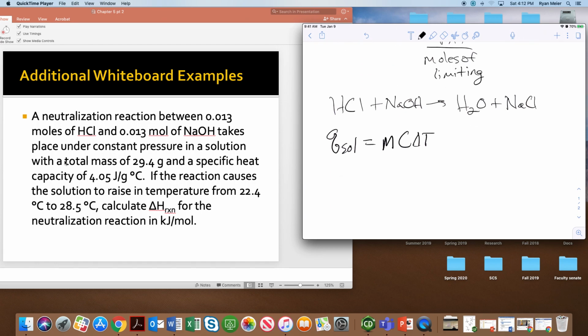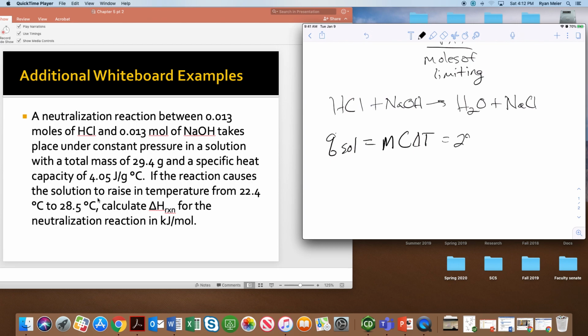And I'll try to clean up my handwriting as best I can here as we go. So we have Q of our solution is equal to MC delta T. And we have, like I said, the mass, the specific heat, and we can calculate that temperature change. So we can actually go ahead and find Q of our solution by just plugging in our numbers here.